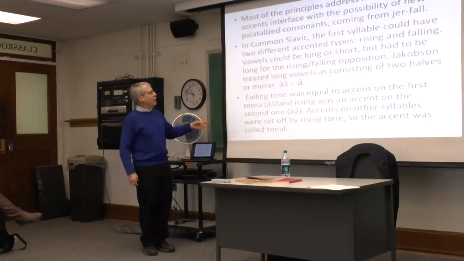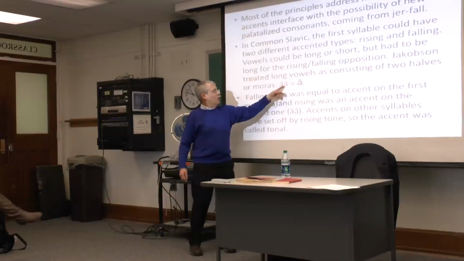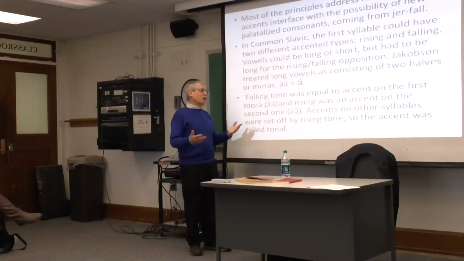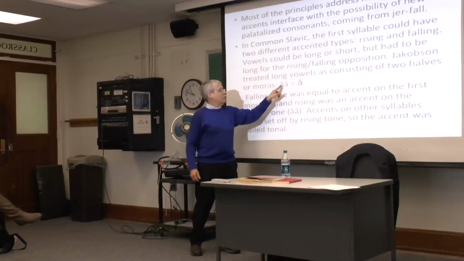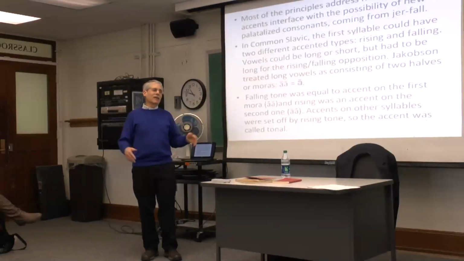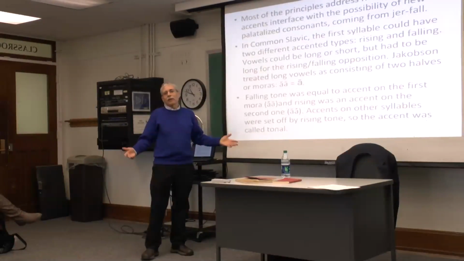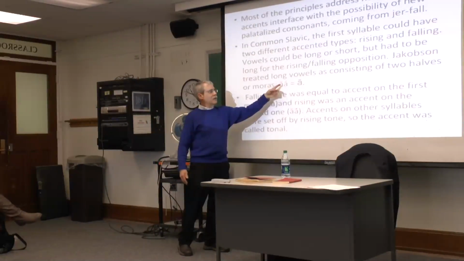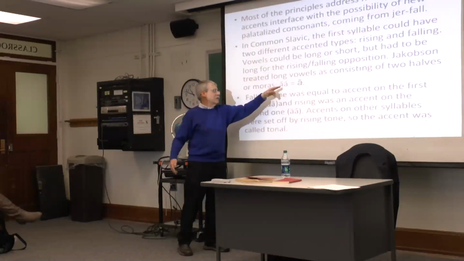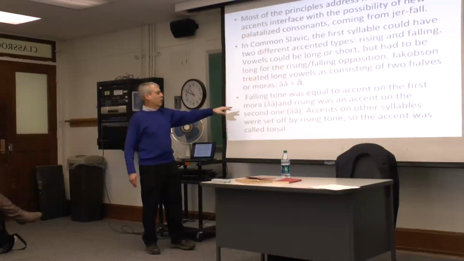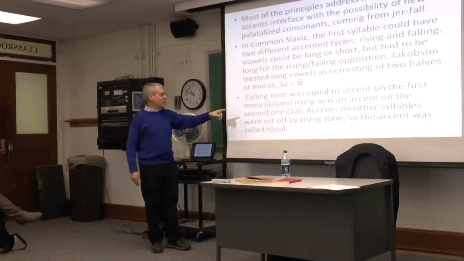So you can see right away that in order to have tone, you had to have long vowels, according to Jakobson. You could have long and short without tone, but if you had tone, you had to have long. Why? Because he felt that tone itself required it. Now this wasn't original with Jakobson. Actually, Trubetskoy was the person who first put this across. But as I said, they were collaborators and worked on projects together all the time. So this was originally Trubetskoy's idea, but Jakobson embraced it completely. Falling tone was equal to accent on the first mora, right? And rising was accent on the second mora.